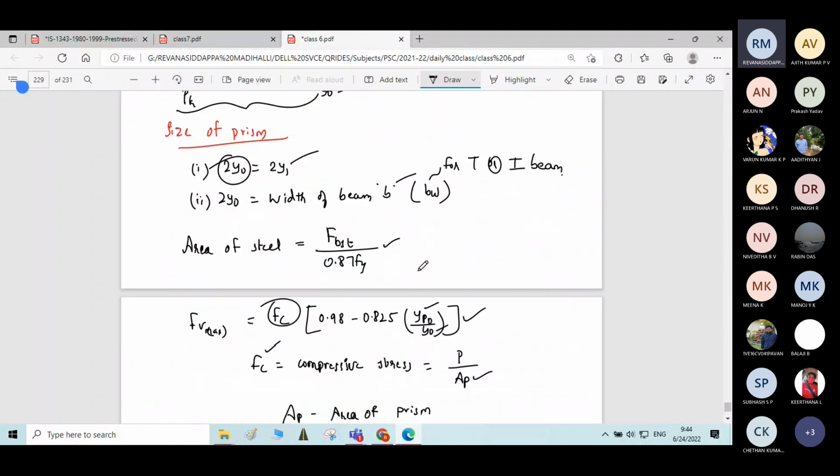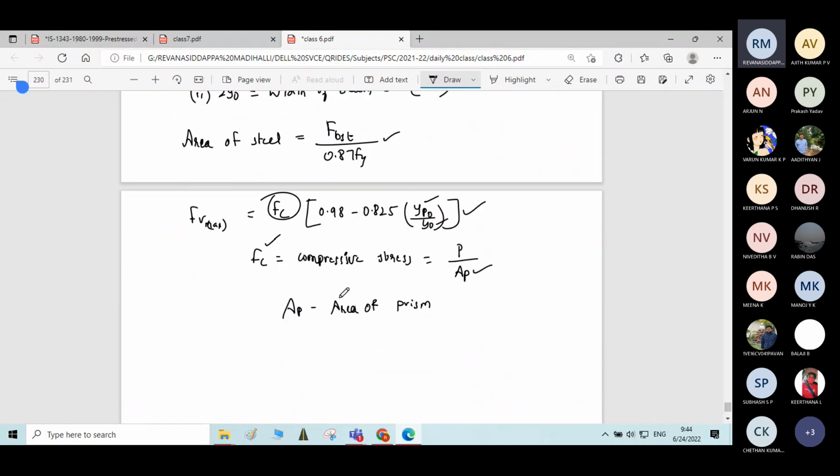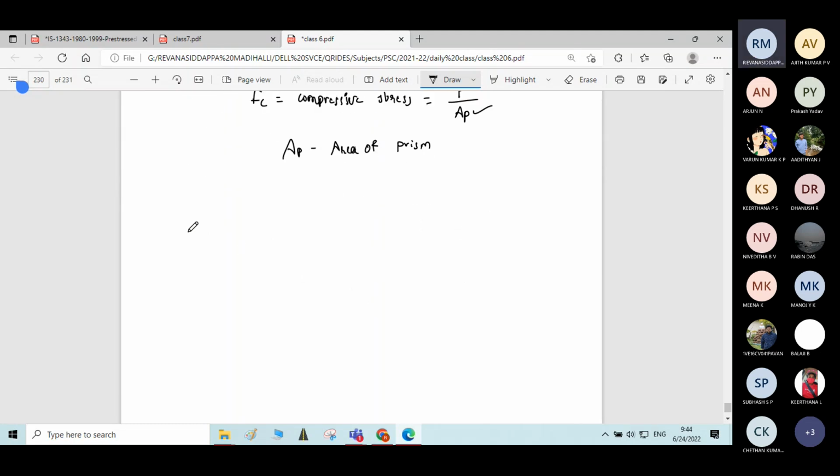Knowing the bursting force, you will get the area of steel, and deciding some diameter of the steel, you can decide what is the number of steel to be provided. Okay. And one more important instruction while designing the end block.